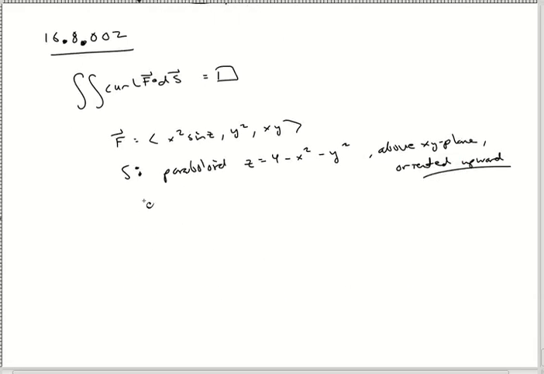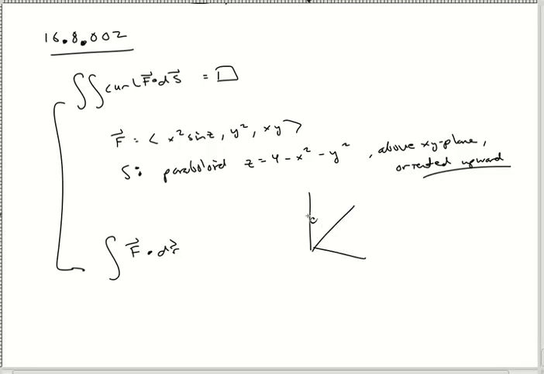So I think what they're wanting me to do here is convert this to an F dot dr, essentially, which is good, because that's pretty easy. We've been doing that sort of thing a lot. In order to get this F dot dr, the r is actually the outer rim, I guess you can say, of this paraboloid we've got. And notice above the xy plane, so this is where we're cutting it off, obviously.